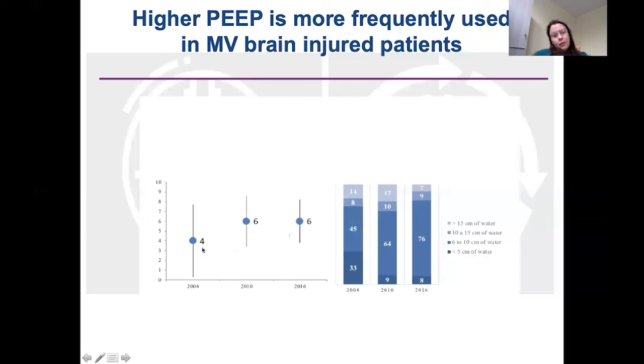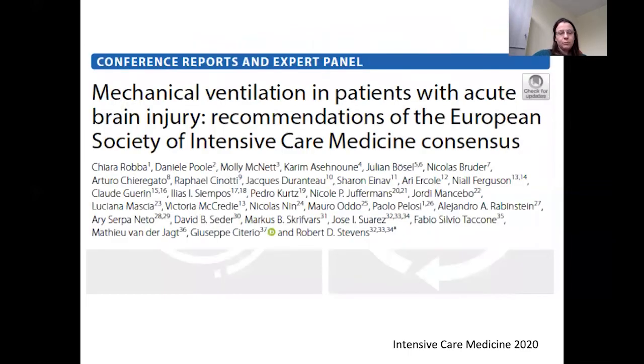And the same is true for PEEP. Increasing PEEP is being used over the years, but the interesting thing is that in 2004, still a lot of people used less than 5 centimeters of water of PEEP, and now really just a small number of brain-injured patients in the ICU are ventilated with less than 5 centimeters of water of PEEP, and nearly no one with 0 PEEP.